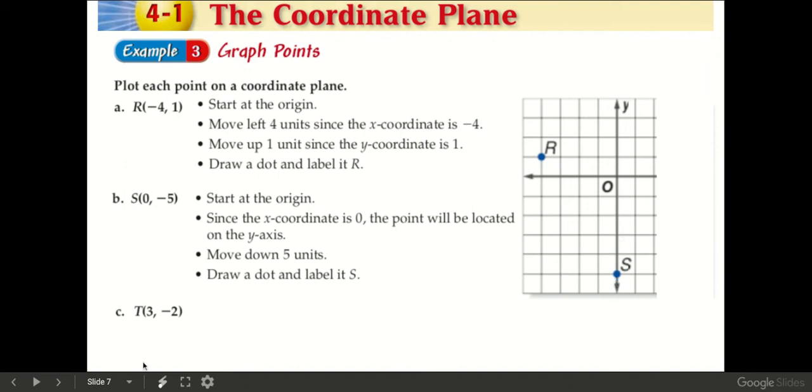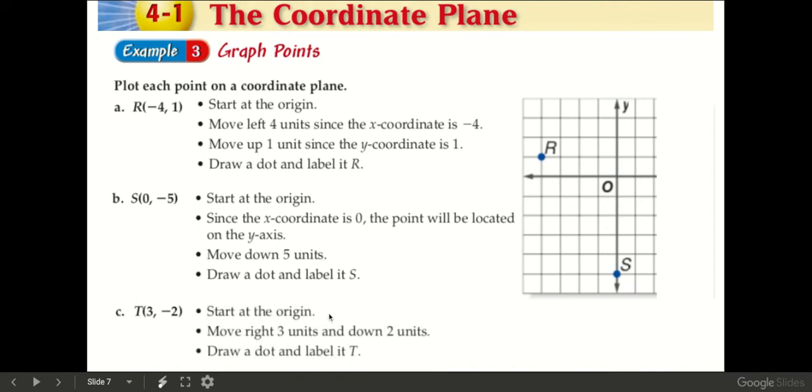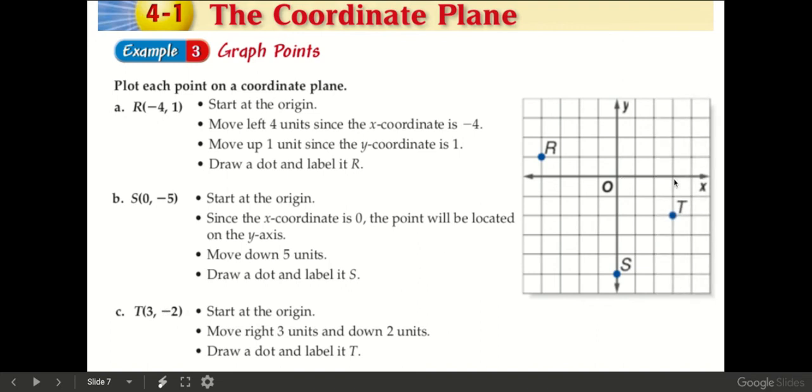Point T asked me to plot the point (3, -2). So here I start at the origin, move 3 units to the right and 2 units down, right? 3 units for my x, 2 units down for my y. So it would look like that. 3 units to the right, 2 units down, and there's point T. So that's how I would plot or graph these coordinate points.